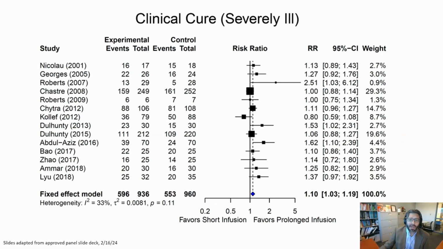When we look at the funnel plot here, and we look at the overall odds ratio, risk ratio, you can see that there's a slight hint that prolonged infusion, which is shown on the right, is better from all of the studies that had looked at prolonged infusion versus short infusion, and short infusion shown on the left.